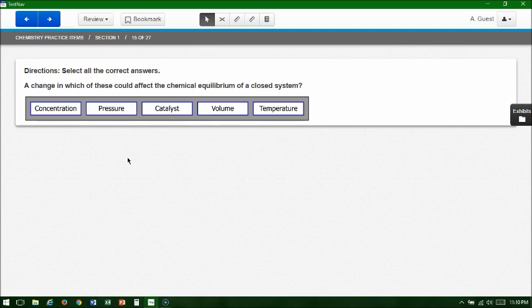In number 15, the directions say to select all the correct answers. A change in which of these could affect the chemical equilibrium of a closed system? Everything would affect the chemical equilibrium of a closed system except for the catalyst. So concentration, pressure, volume, and temperature, all 4 of those should be selected. All 4 of these would affect the chemical equilibrium, causing it to shift either to the left or the right.